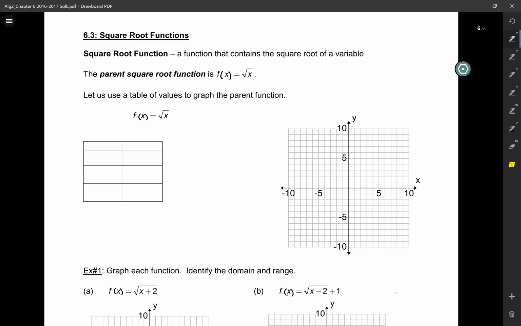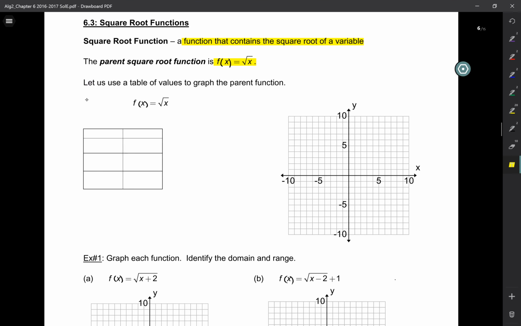All right, so square root functions, first of all, are functions that contain the square root of a variable. So for example, this is the parent of a square root function, so root x. You could have the square root of 2x plus 1, the square root of x minus 5, and so on. Okay, if this is the parent function, f of x is equal to the square root of x.